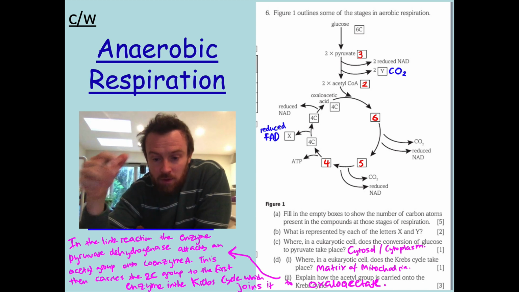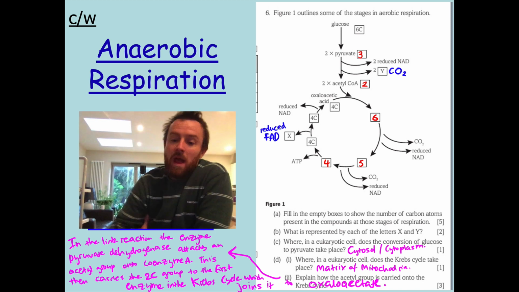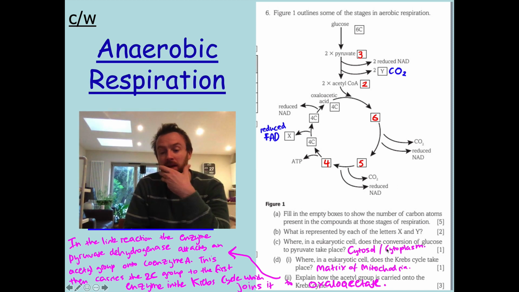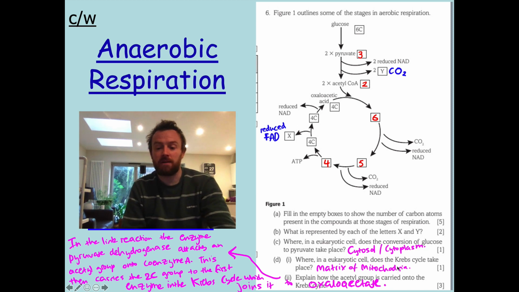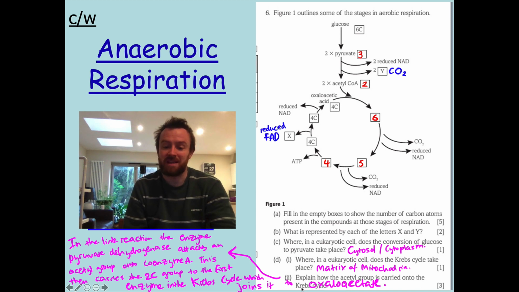C, D, the questions below. Where does glucose to pyruvate take place? That's glycolysis, so it's the cytosol or the cytoplasm. Where does the Krebs cycle take place? That's the matrix of the mitochondria. And explain how the acetyl group is carried into the Krebs cycle.